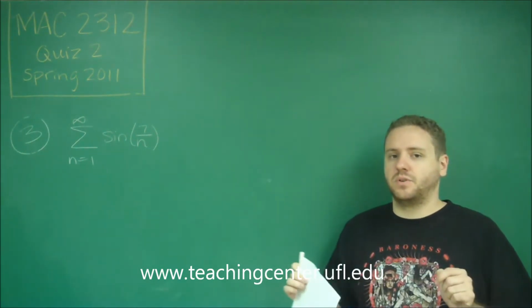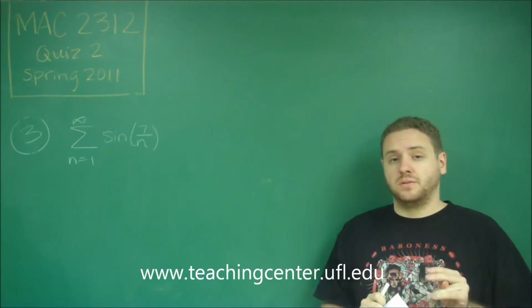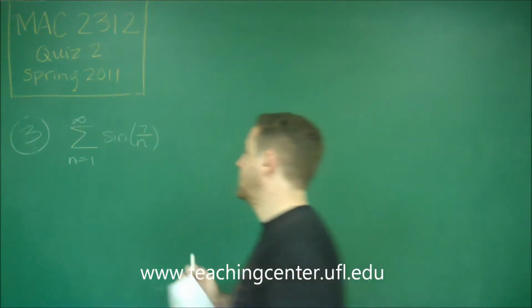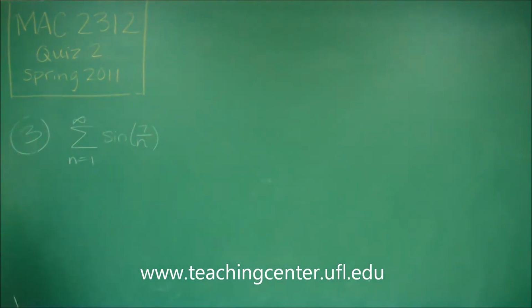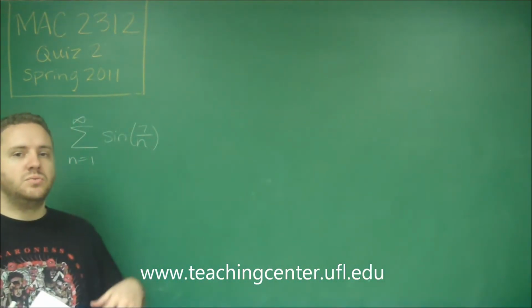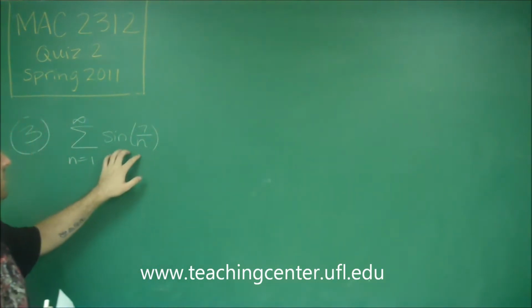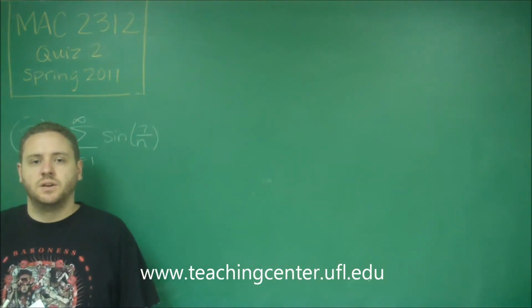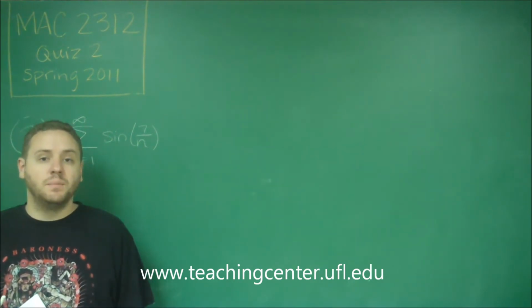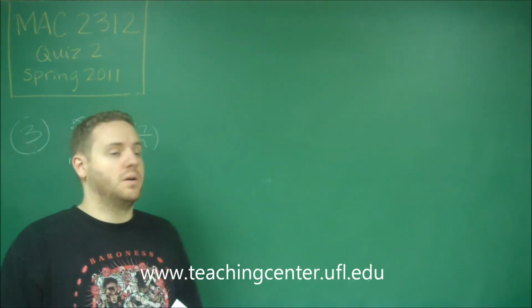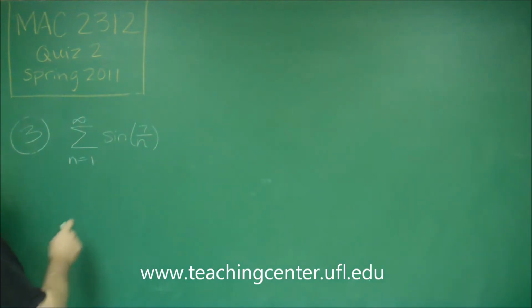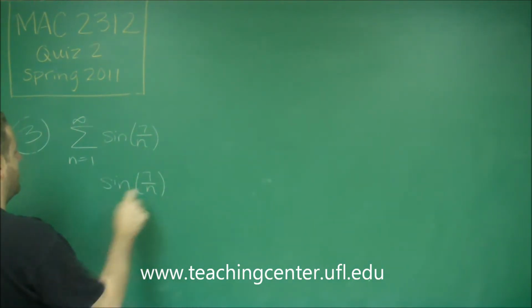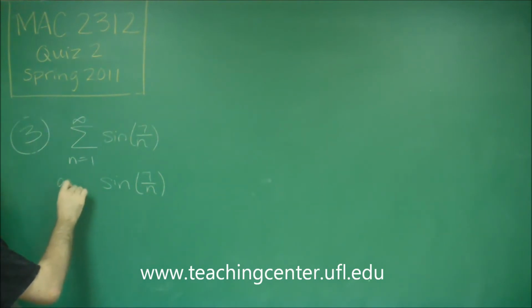The easiest way to do this one, or possibly the only way to do this one, is by the limit comparison test. So remember that limit comparison test? You compare the limit of this series divided by the limit of another, and if you get a positive constant, you get that the series have the same convergence or divergence properties. So what we're going to compare sine of 7 over n to, we're going to call that our a sub n.